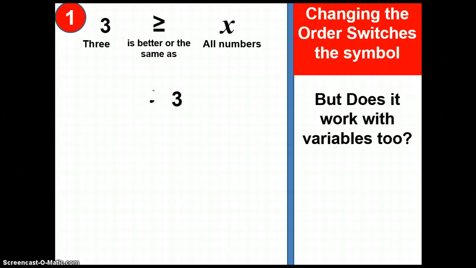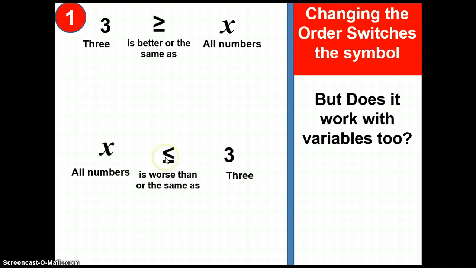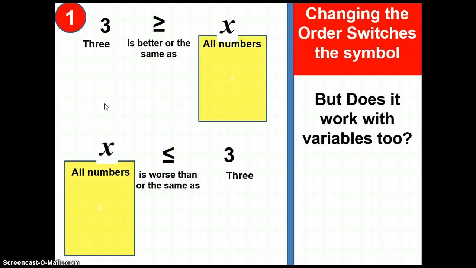So let's switch up the order and see if the statement still holds true. So all numbers are worse than or the same as 3. Let's see. Think of some numbers that are worse or the same as 3. Well, 3 is the same as 3. 2 is way worse than 3. 1 is way worse, and 0 is way worse than 3. Let's see, do those same numbers hold true?